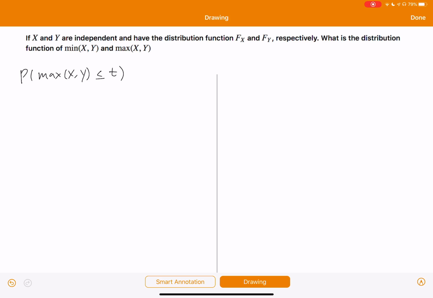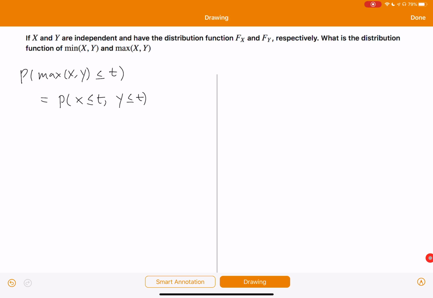So this is equal to the probability that x is less than or equal to t and y is less than or equal to t. Why is this true? We need to prove that these two events are equivalent. If the maximum of x and y is less than or equal to t, each individual x and y must be less than or equal to t as well. This is pretty obvious. Conversely, if each individual x and y are less than or equal to t, then the maximum of the two must be less than or equal to t as well. So these two events are equivalent.